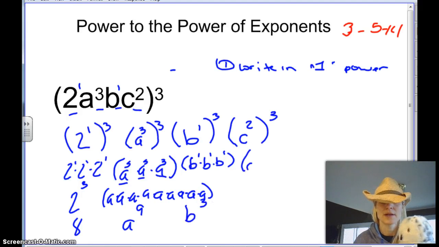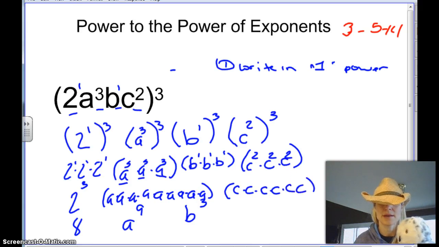Here we have c squared, and c squared. So if I want to write that out the long way, c squared is c times c. Then we have this squared, which is c times c. And then we have this squared, which is c times c. And then together we have 1, 2, 3, 4, 5, 6. C is being multiplied by itself 6 times, so we have c to the 6. So my final answer is 8, a to the 9, b to the 3rd, and c to the 6.